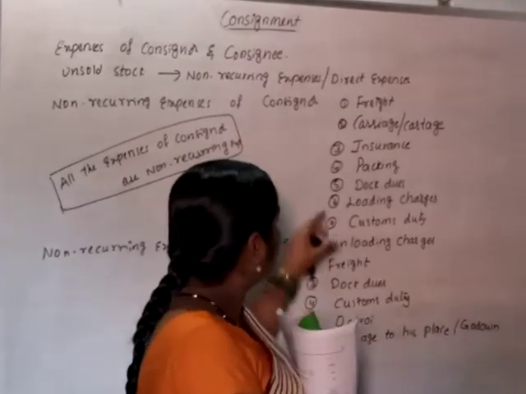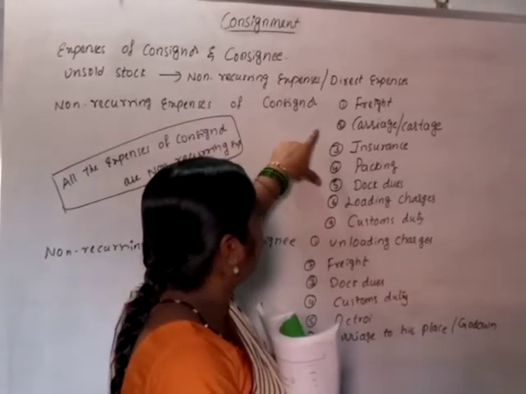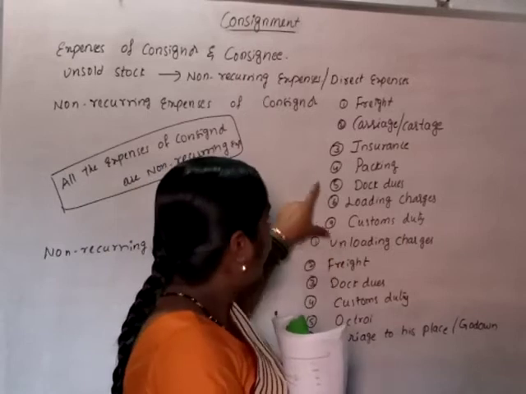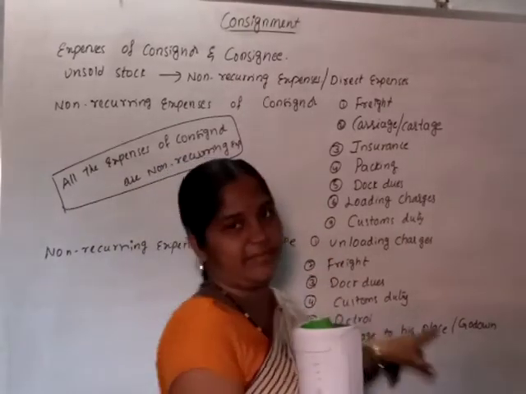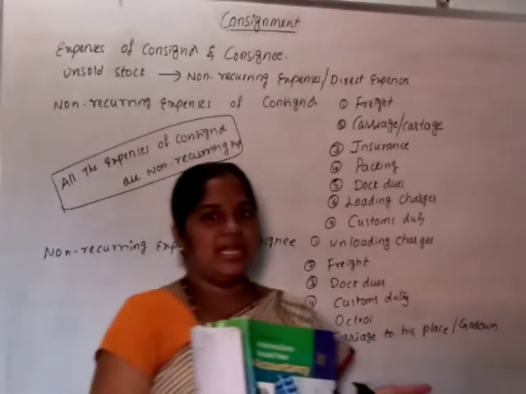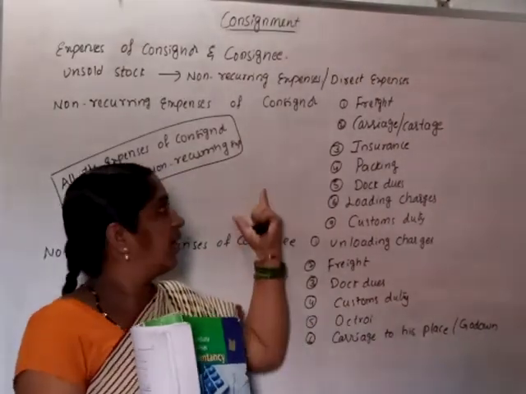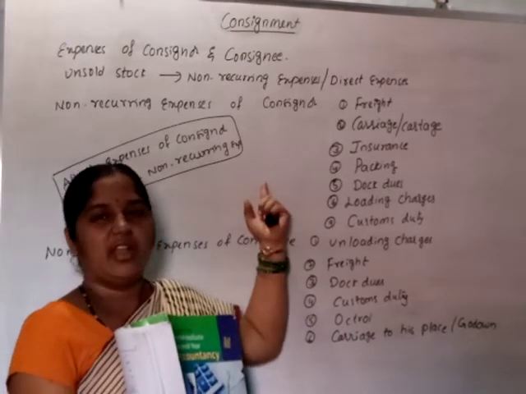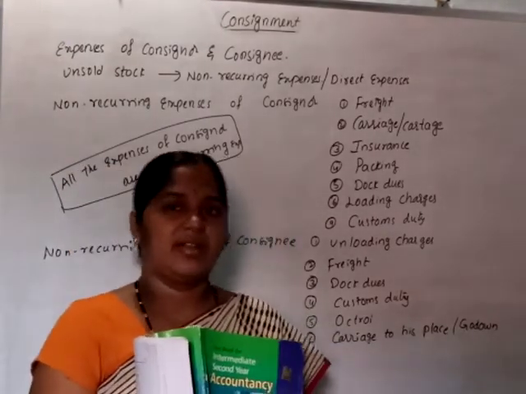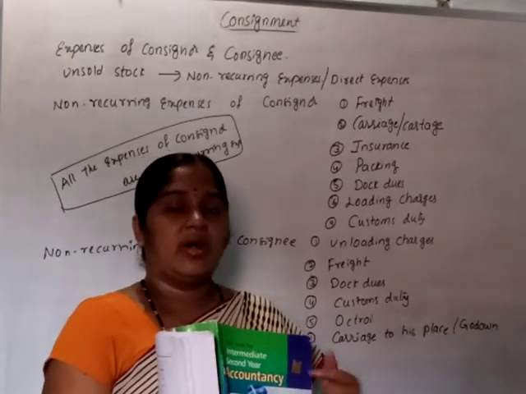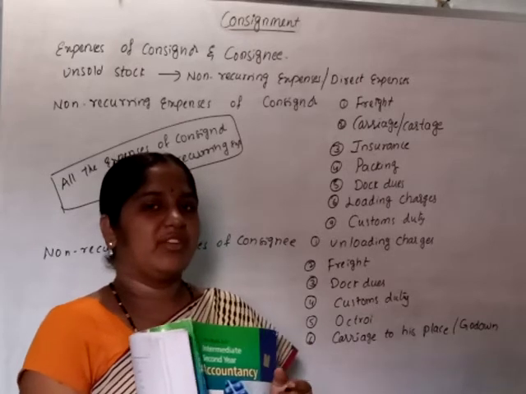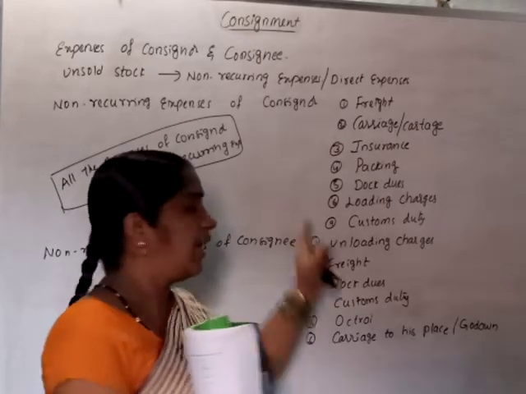Okay, so most of the non-recurring expenditures of the consignor and consignee are the same, but some of the expenditures are different. Of course, you should also know the recurring expenditures, but here the recurring expenditure of the consignor is not needed, because all the expenditure of the consignor is non-recurring only. So no need to check the recurring expenditure of the consignor once again.